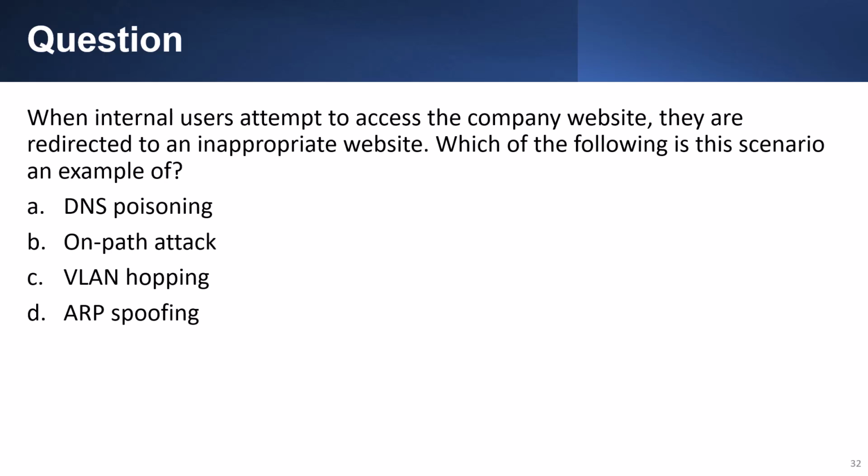Question: When internal users attempt to access the company's website, they are redirected to an inappropriate website. Which of the following is this scenario an example of? Answer: DNS poisoning.